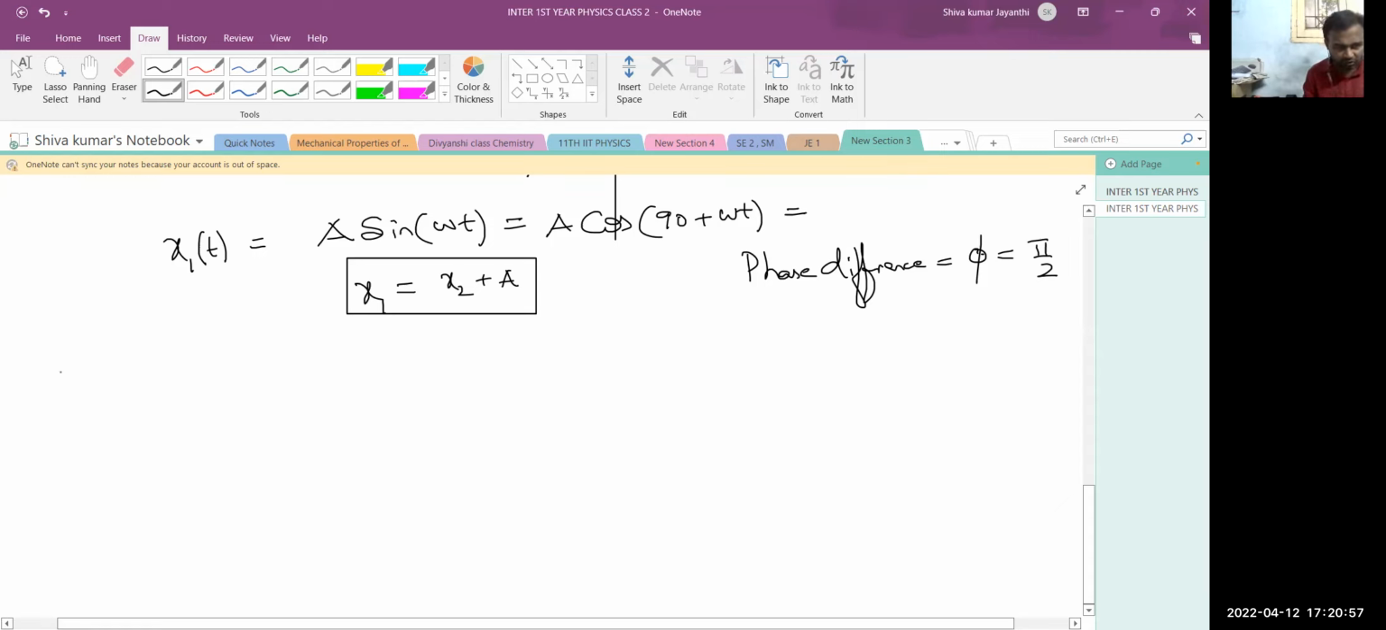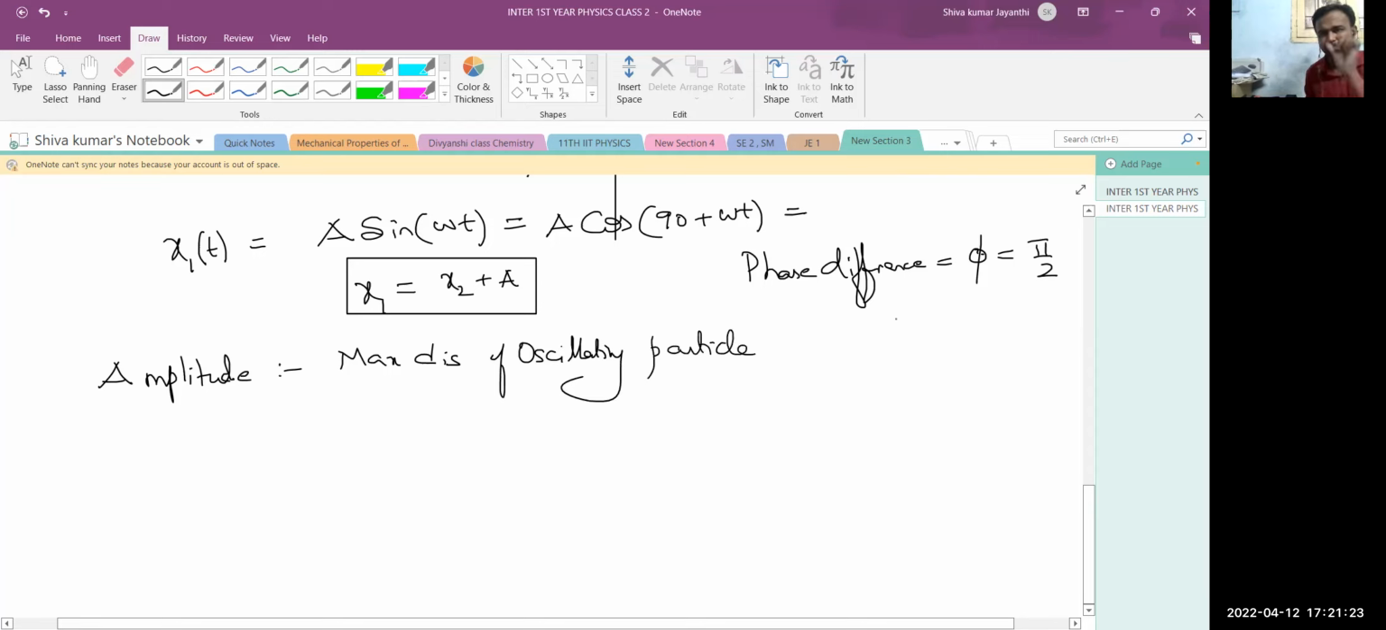Now we know all the characteristics and parameters of oscillation. What are all the final characteristics and parameters of oscillation? Something called amplitude, I told you. What is amplitude? The maximum displacement of the oscillating particle. We don't generally use the body term. In physics we try to always use particle or very small body, very small bob like that.